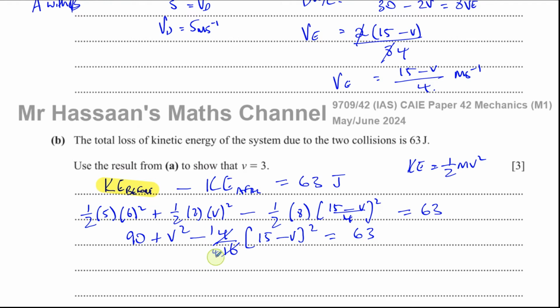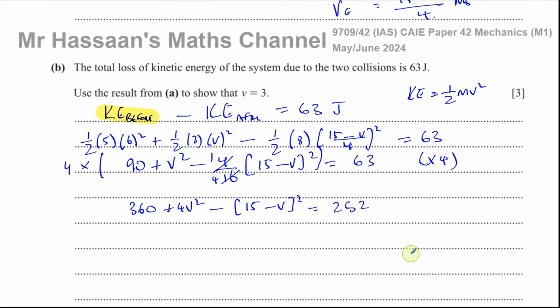I think I'm going to make life easier to get rid of the fraction. Don't forget to multiply everything by 4. Both sides by 4 and all the terms by 4. So this is going to be 4 times 90, which is 360. 4 times v squared, which is 4v squared. 4 times 1/4, which is 1. So you're going to end up with minus (15 minus v) squared, and equals 63 times 4, that's 240 plus 12, that's 252.